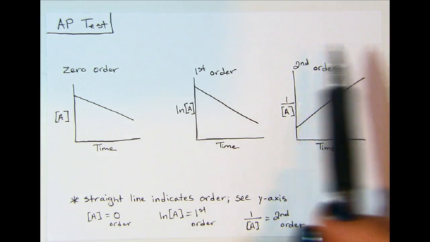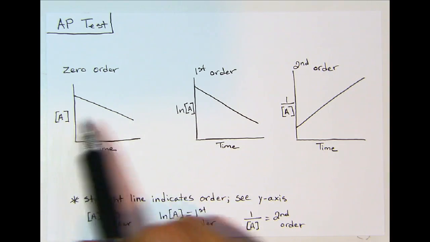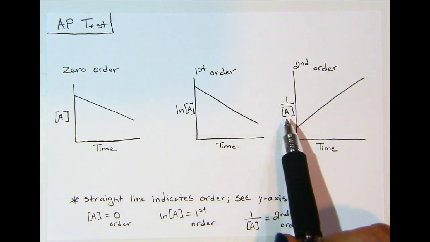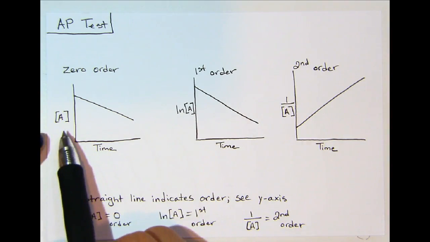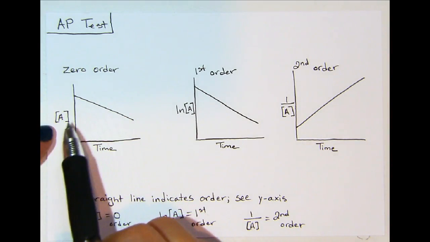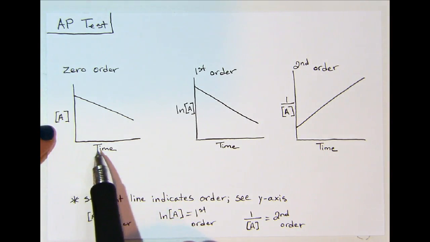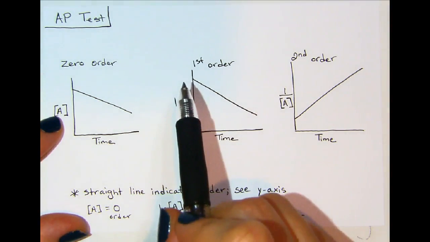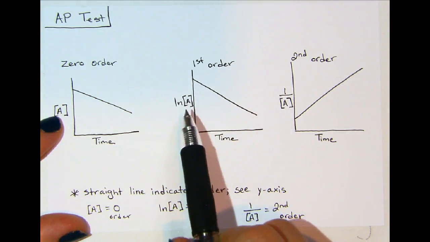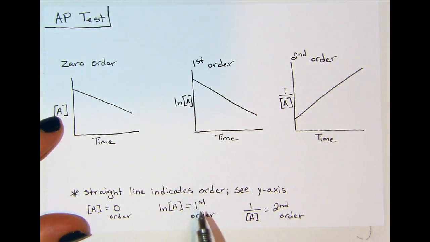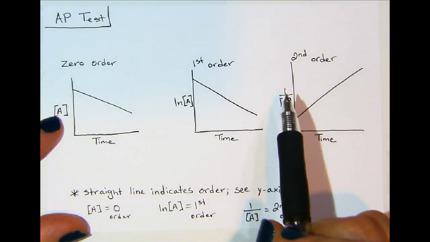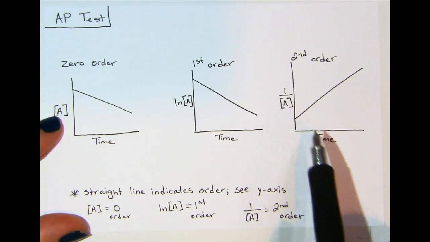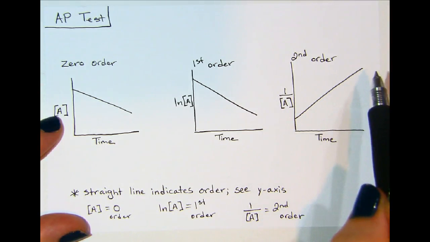And the graphs are going to be concentration of A, natural log of the concentration of A, and 1 over the concentration of A. So if you get a straight diagonal line with just the concentration of A versus time, then it's a 0 order reaction. If you get a straight diagonal line when you have natural log of A versus time, then that's a first order reaction. And if you have a straight diagonal line with 1 over the concentration of A versus time, then it is a second order reaction.